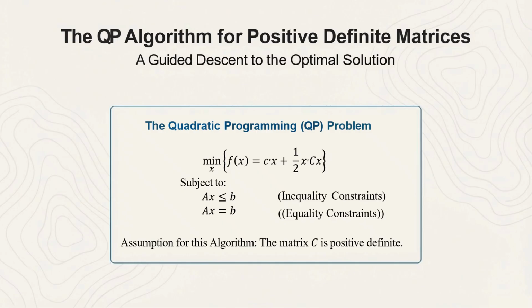A key point emphasized at the bottom of the slide is the assumption that matrix C is positive definite. This assumption is vital because it guarantees that our objective function is strictly convex. Consequently, any local optimum we find is guaranteed to be the global optimum, and our algorithm will follow a guided descent to reach this definitive point. In the upcoming slides, we will explore how the active set strategy allows us to decompose this complex problem into a series of simpler subproblems.